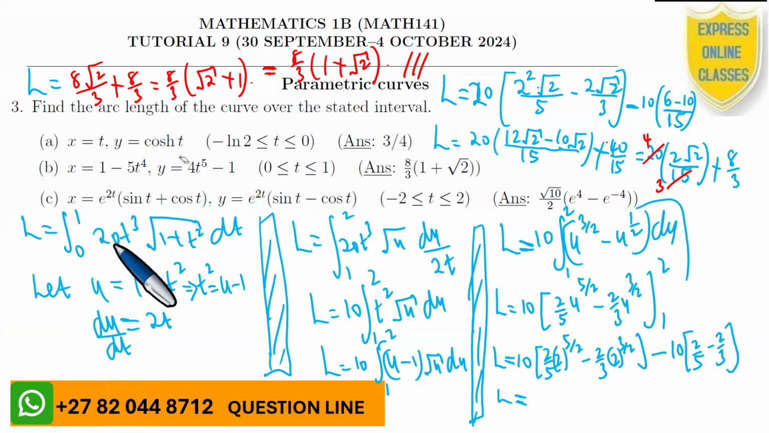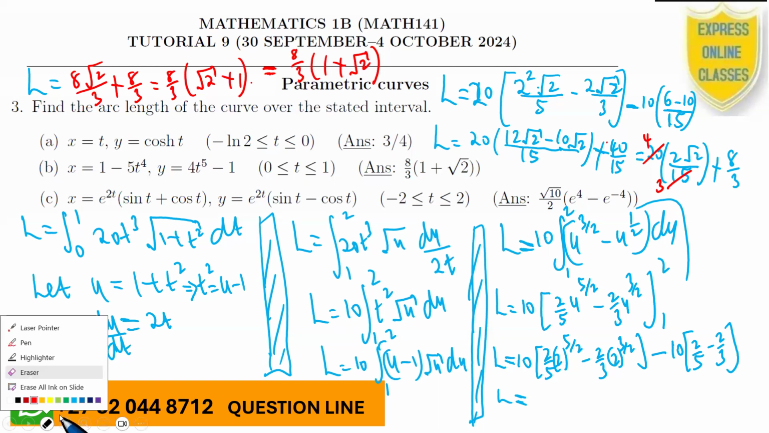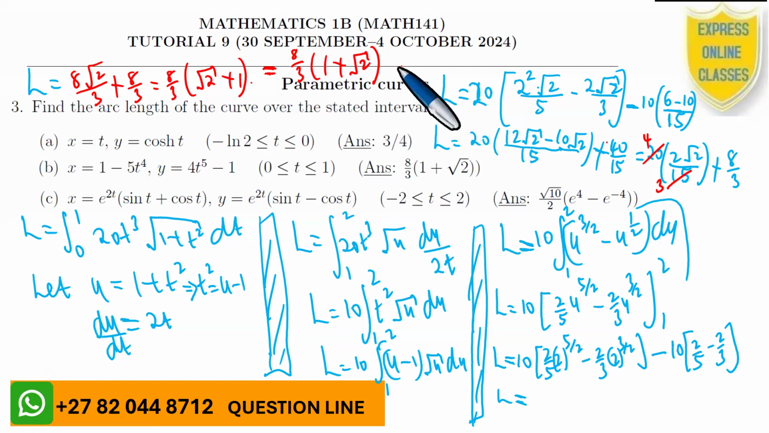And that becomes the answer. But obviously, we need to understand that this answer here is an answer in units. It is surely an answer in units, because it's arc length, and strictly speaking, length is measured in units, be it meters or anything like that. So it is exactly in units. All right.